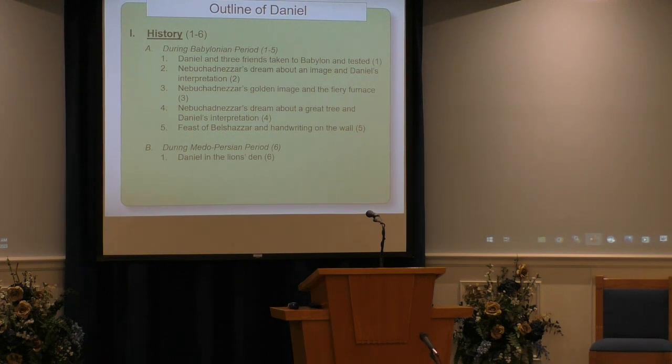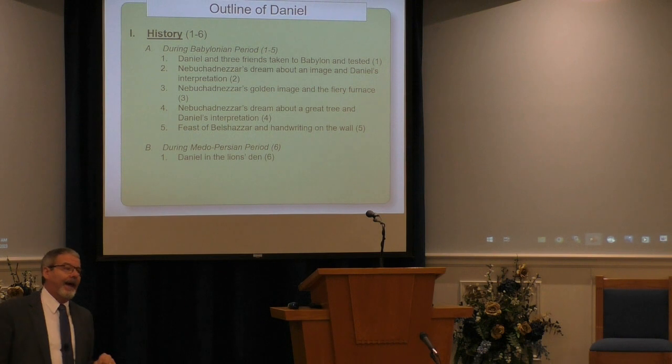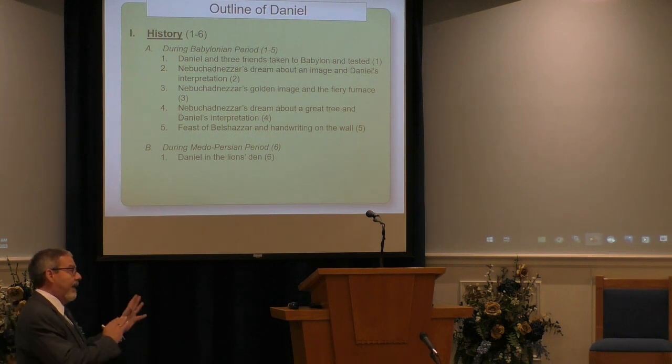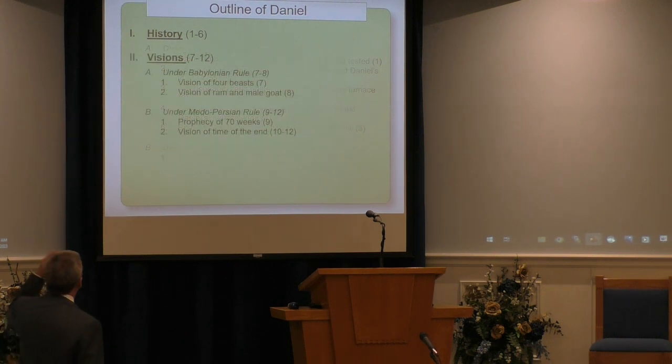Those are familiar stories. Then chapter 6 is under the Medo-Persian rule. And that's Daniel being delivered from the lion's den. And so we have two different periods dealt with. Well, let's move on to the visions.